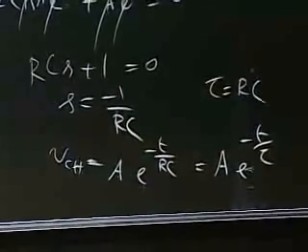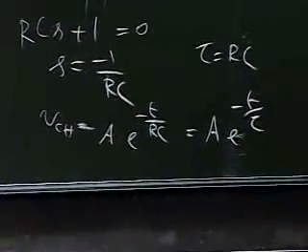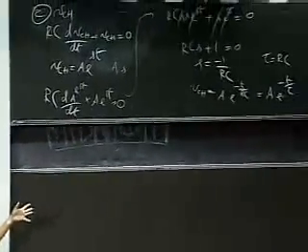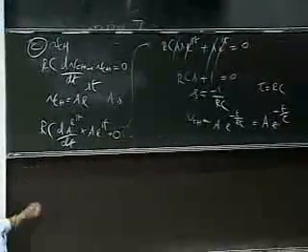So I'm very near the end here. I have the particular solution here, and I've got the homogeneous solution there. Oh, I need to tell you about something else. The way I found the homogeneous solution was in four steps. I assumed the solution of the form A e to the st.